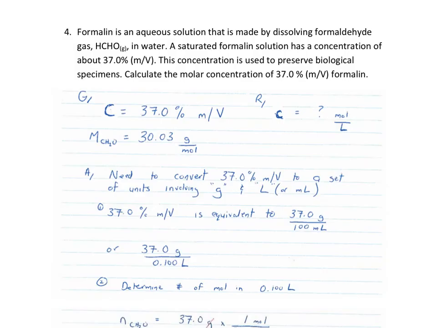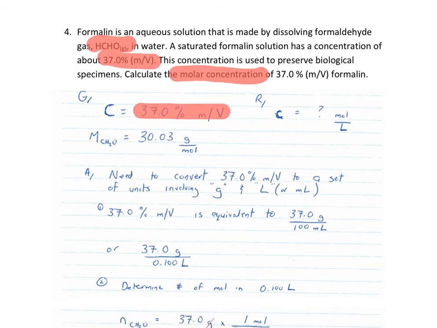So in this final problem, we are going to take a percent concentration value and determine the molar concentration of this value. And the only piece of information that was explicitly given is the percent concentration value right here, which I recorded. But we are also told that the formula for formaldehyde is HCHO. From that, we can determine the molar mass of the formaldehyde.